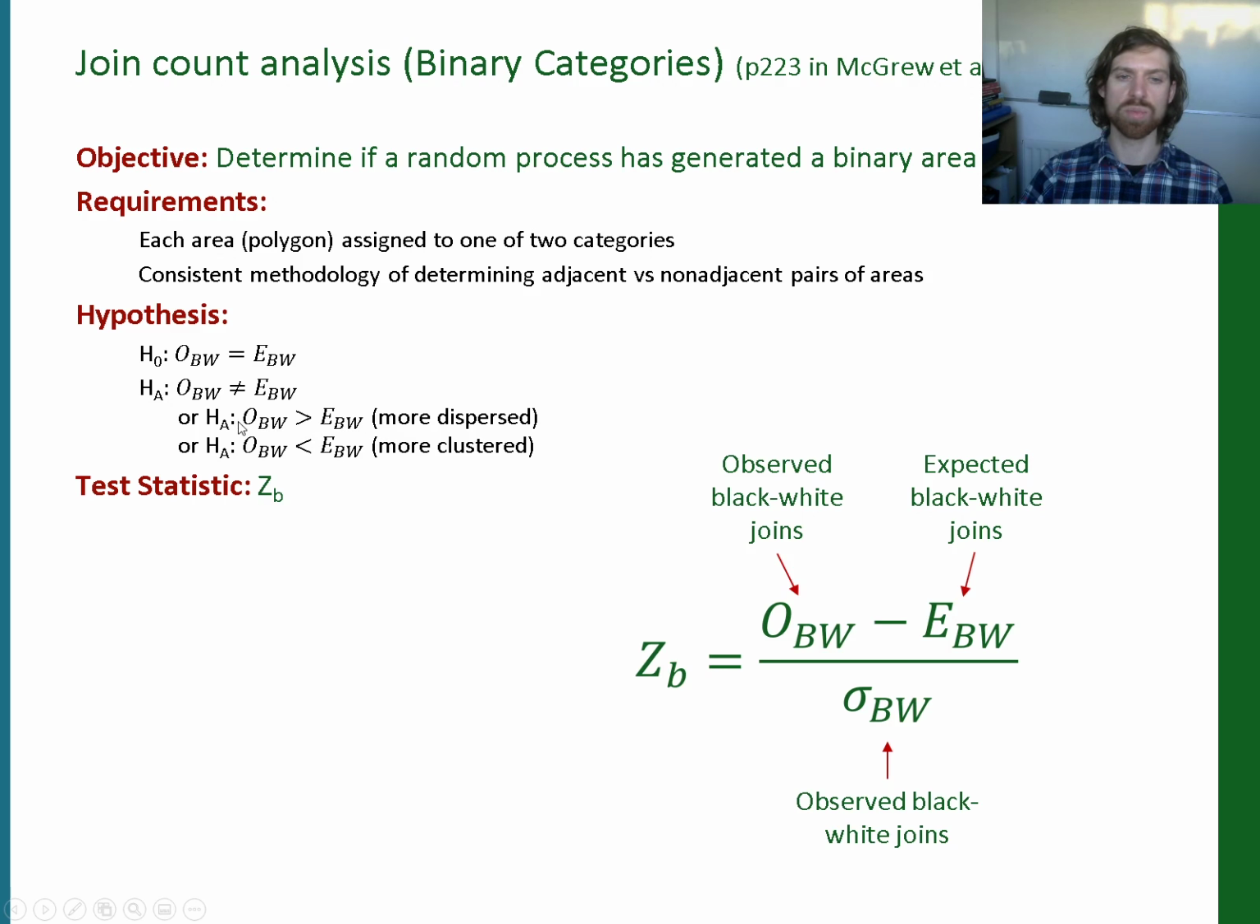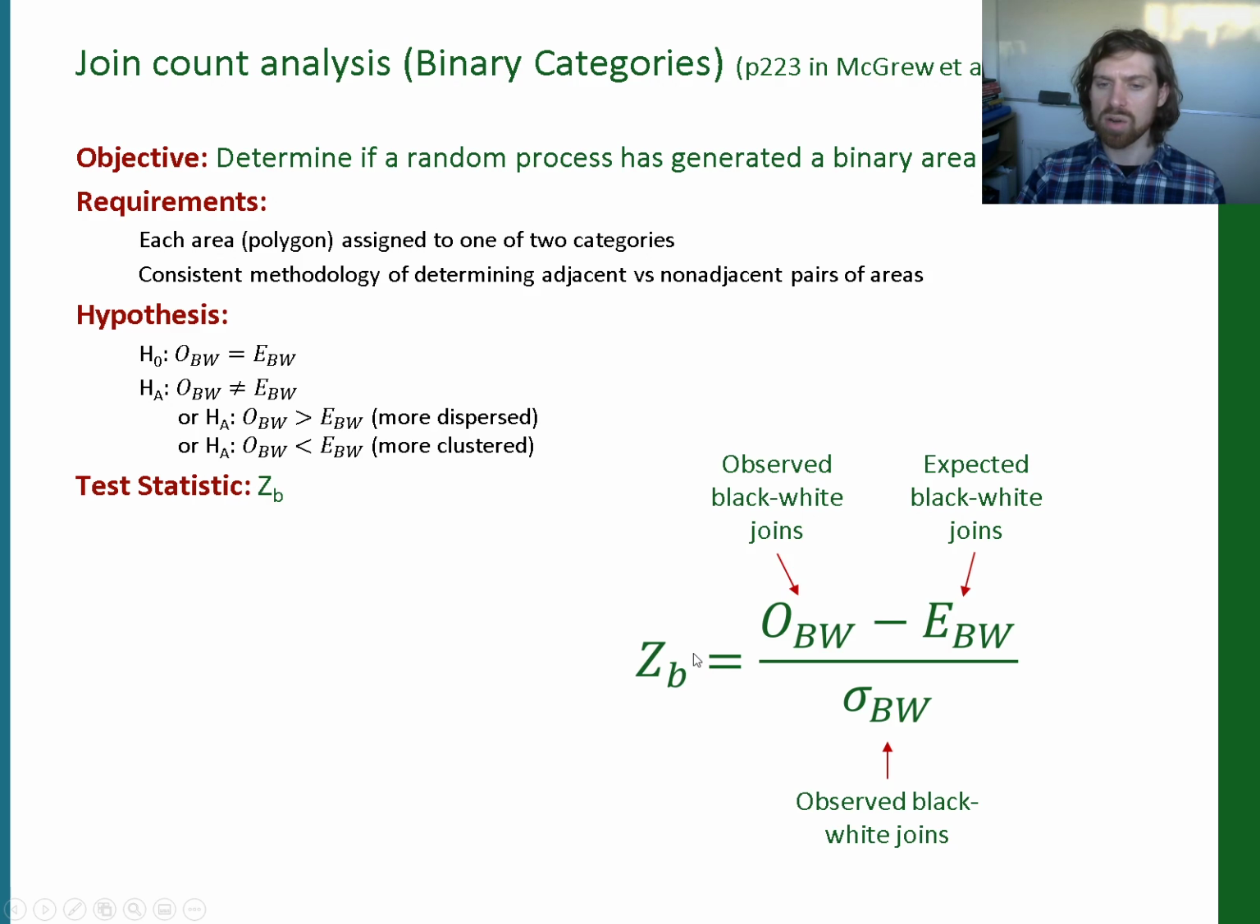So we could say that the observed joins are going to be higher than the expected number of joins, so we think that this process is essentially more dispersed, these areas are more dispersed. Or we could have a hypothesis where we think that the observed joins are below the expected joins, so we would expect these areas to be more clustered. Okay, and the test statistic here is ZB.